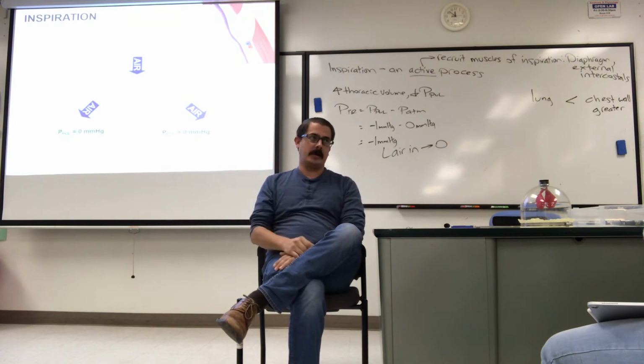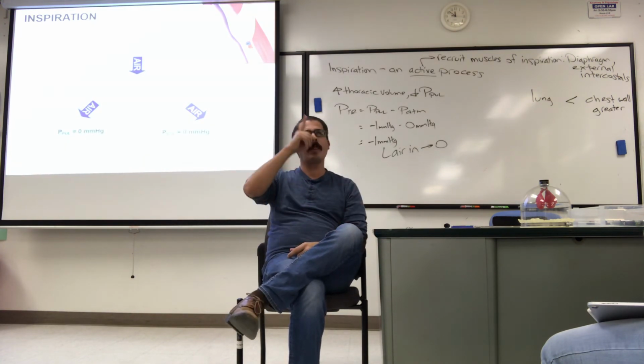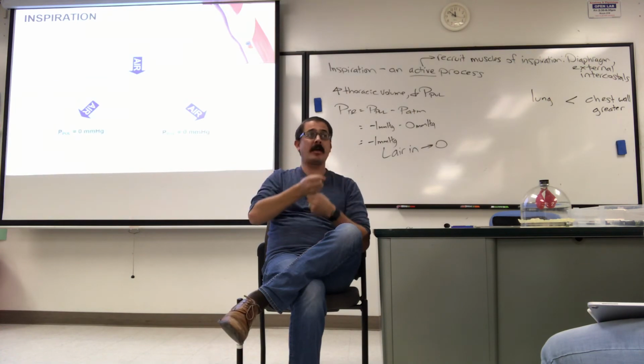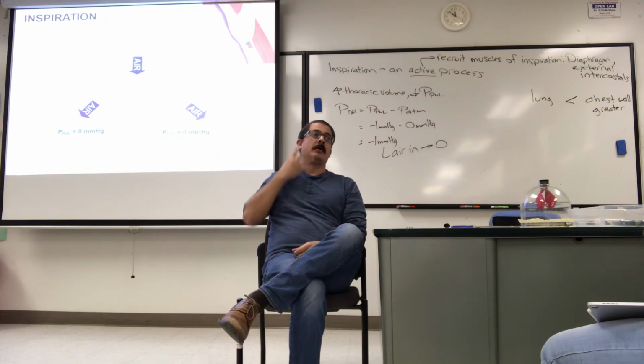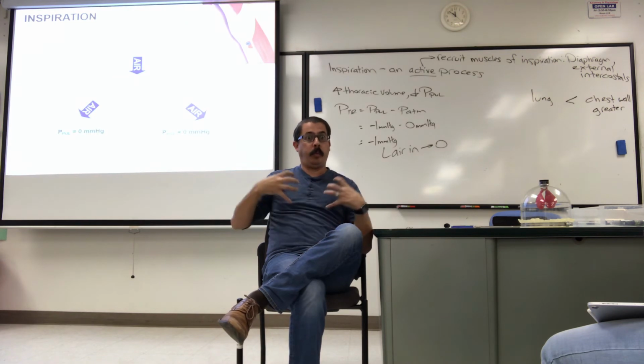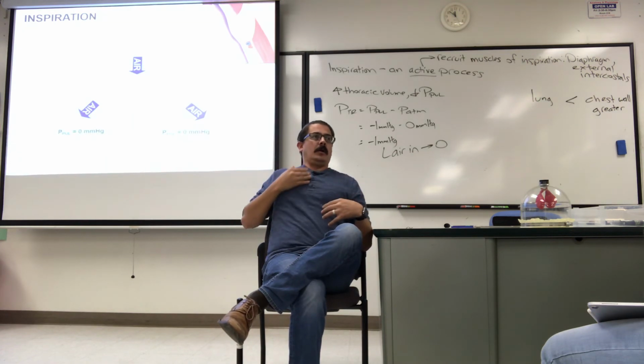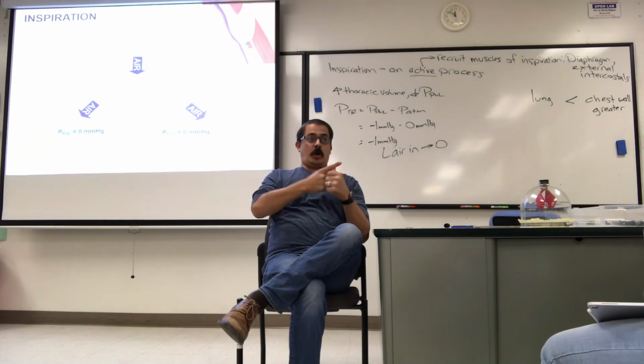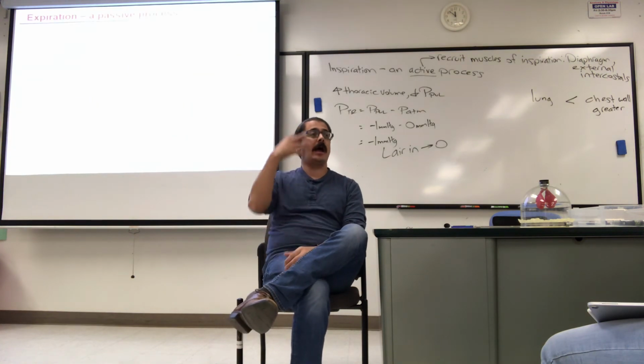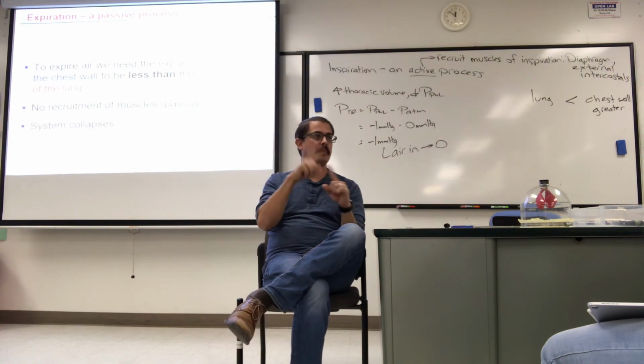So I animated it so the -1 happens first, then you draw air in. Really, they're happening simultaneously, but I want you to think the negative pressure is the cause of the air coming in. Okay, you're not inflating the lung. You're breathing by creating a negative pressure first. Now, taking a breath out is simply the opposite, but it's a passive process.